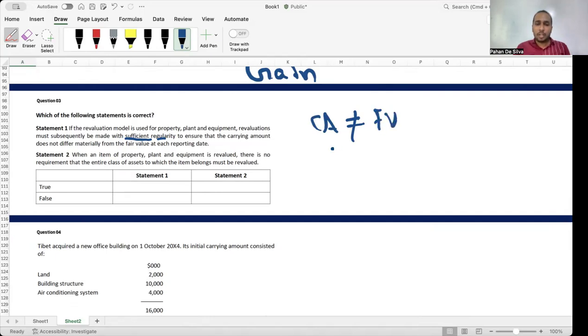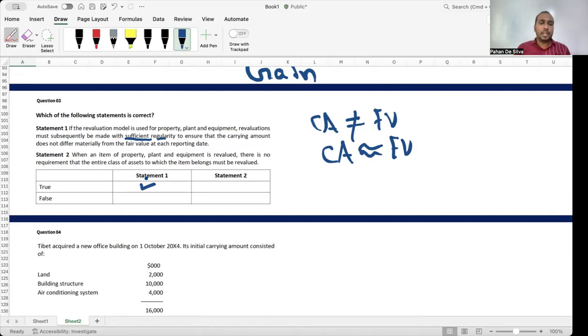Okay, so we have to ensure that our carrying amount is approximately equal, more or less similar to the fair value. If there are indications that our carrying amount is significantly different from the fair value or the market value of the property, plant, and equipment, definitely we should perform the revaluation. So this question is on that. Therefore, the statement number one is correct, and actually it is a statement that has been extracted from the standard itself. This is very clear in the standard, right?